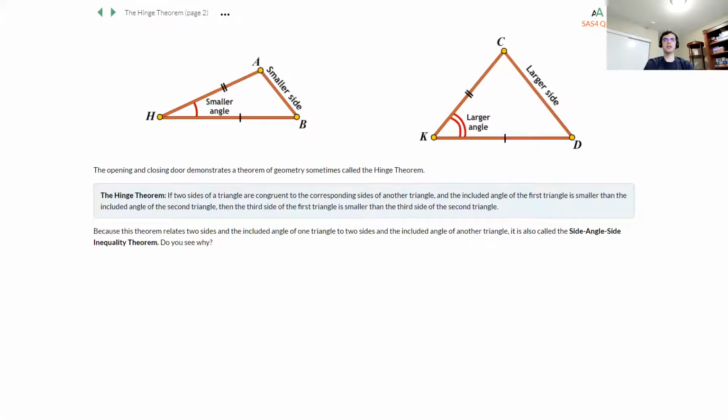So real quick, we're going to talk about the Hinge Theorem. This is a pretty short video because it's a pretty light concept. The idea of the Hinge Theorem is this very wordy definition, but we're going to break it down together, okay?